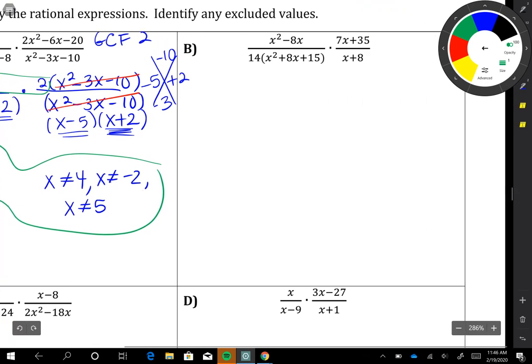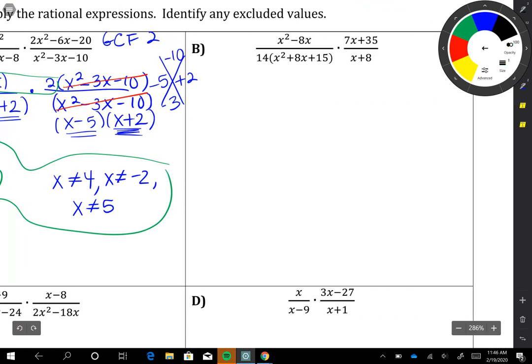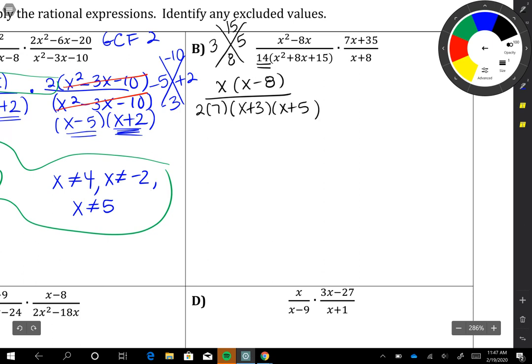Okay, we're going to do letter B. The first thing we are going to do is factor the numerators and denominators and see what we got. So in the numerator here, x squared minus 8x, I have a common factor of x, and I'm left with x minus 8. In the denominator, I have 14. That's just a constant, but I can factor that to 2 times 7, and that might be helpful. Also, I have this trinomial. What multiplies to 15 and adds to 8? Well, that would be 3 and 5. So x plus 3 times x plus 5.